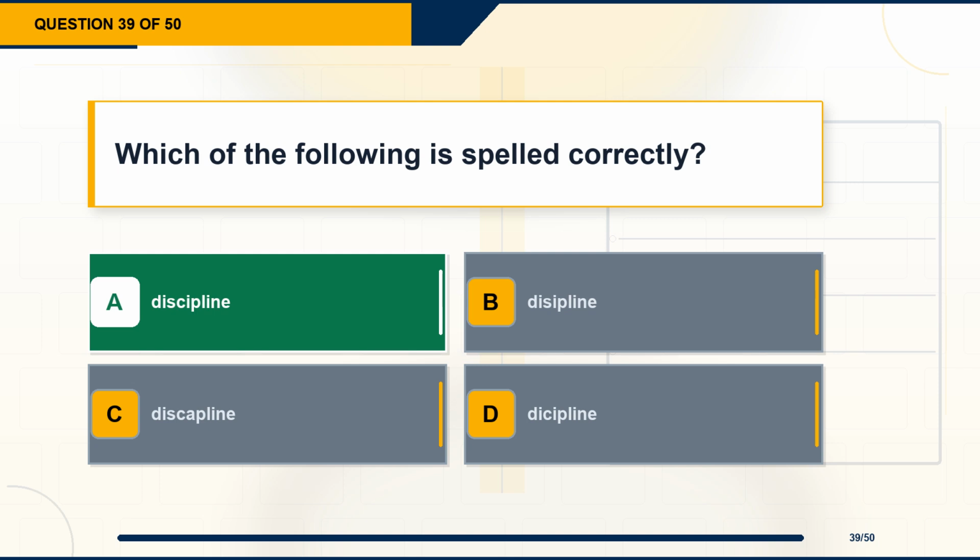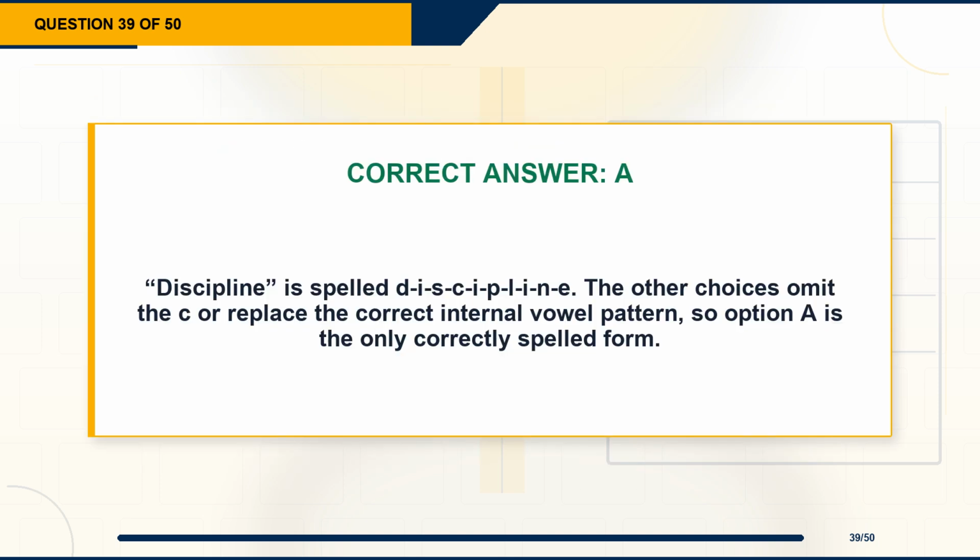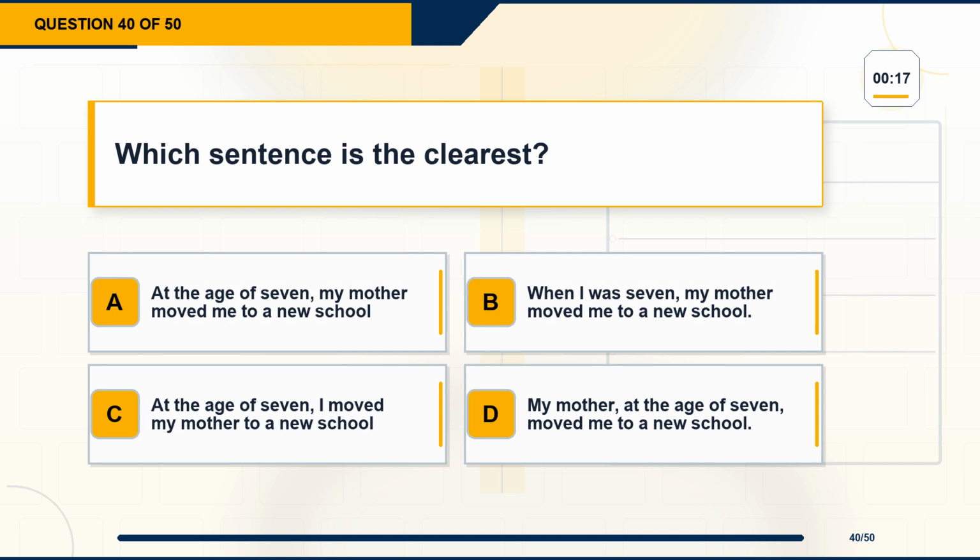The correct answer is option A, discipline. Explanation. Discipline is spelled discipline. The other choices omit the C or replace the correct internal vowel pattern, so option A is the only correctly spelled form. Question 40. Which sentence is the clearest?